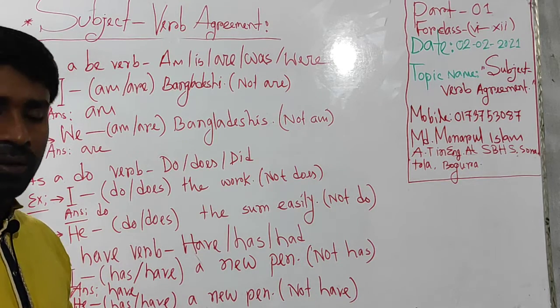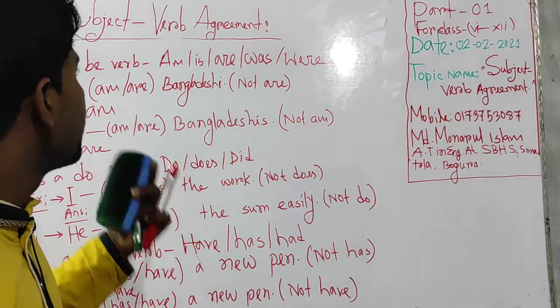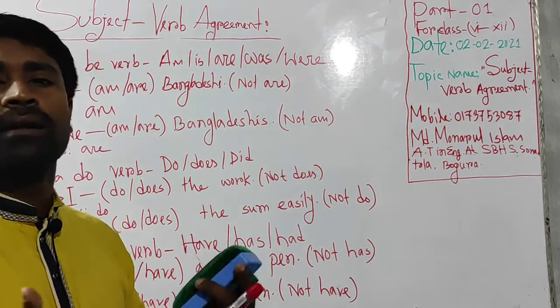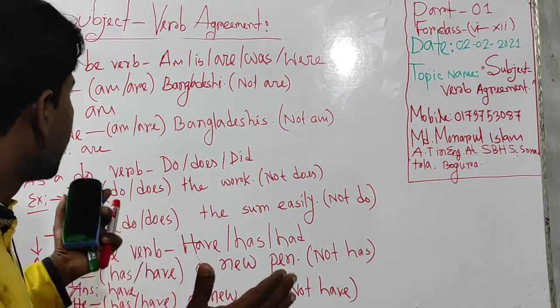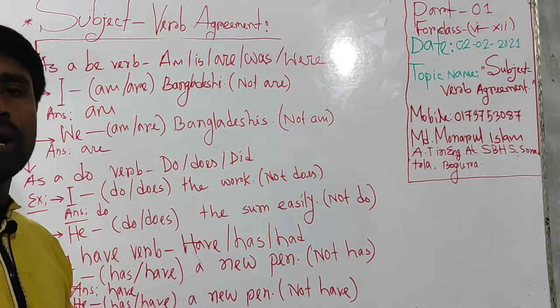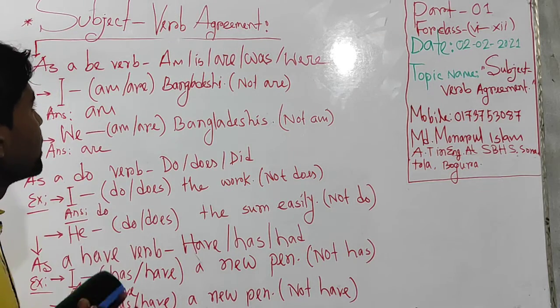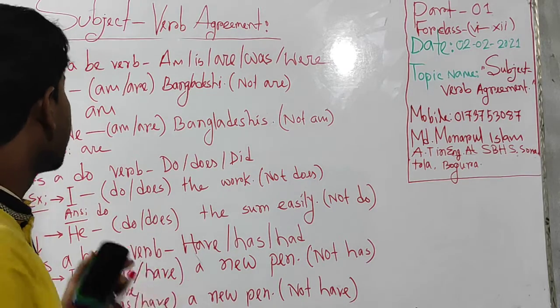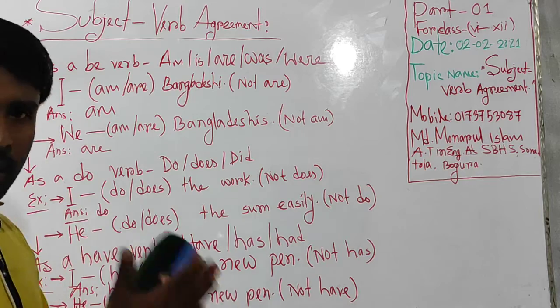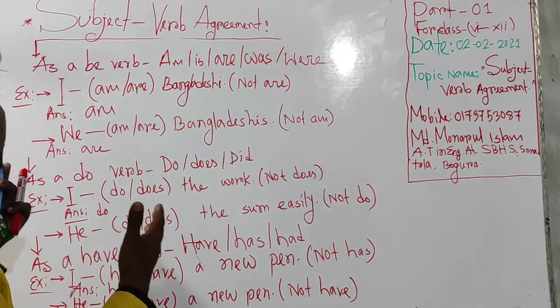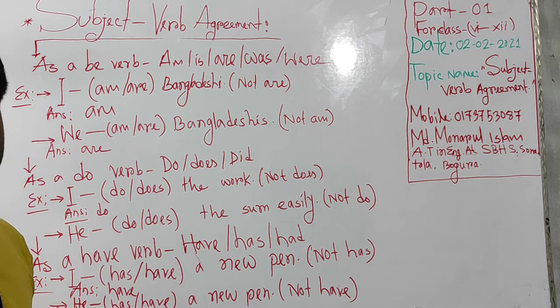Then verb. Do you know that I have already discussed the verb? Verb means action. Then agreement, that means the deed or contract. In a word, I can give you the definition: the verb agrees with the subject in person and number. That is called subject-verb agreement.